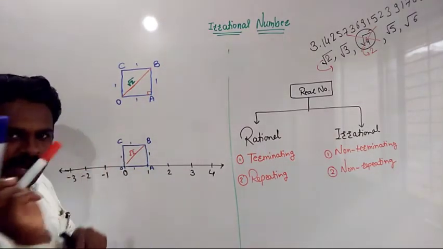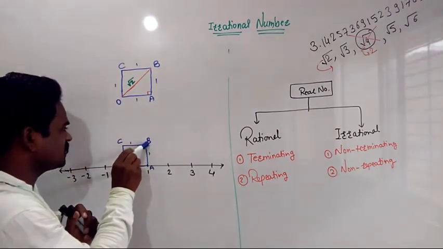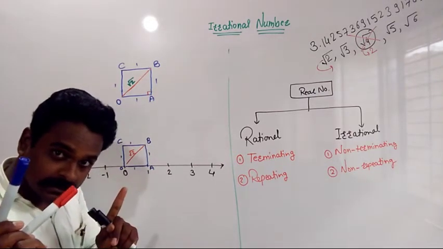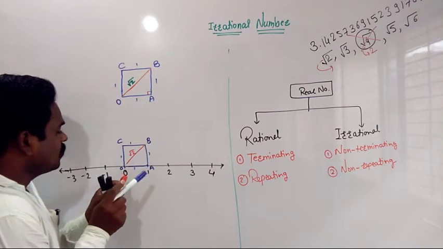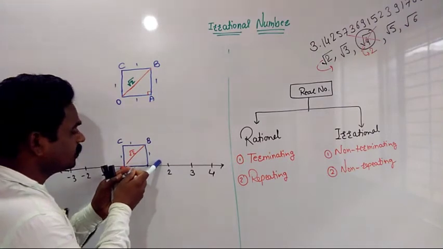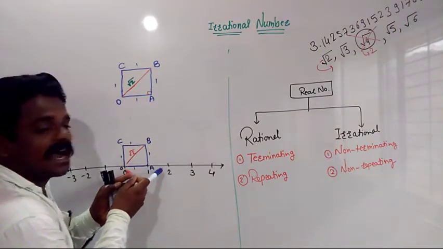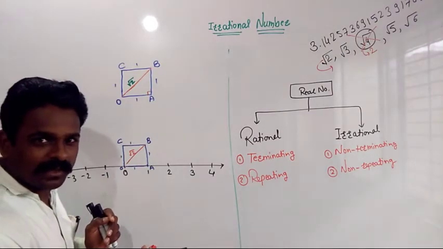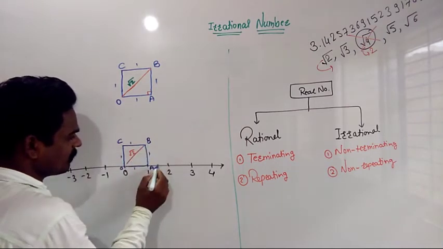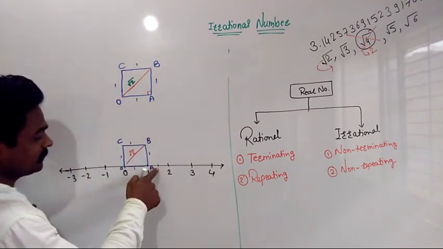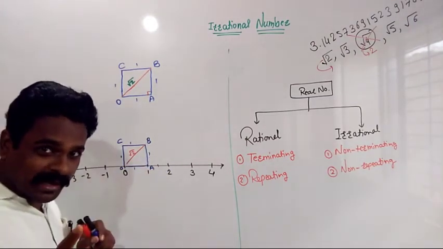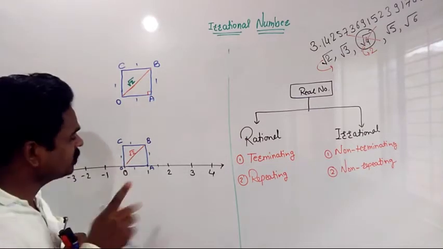Take this much distance. How much is this distance? It's √2. Correct? Now, with the same distance, put one end on O and just mark an arc on the number line. Suppose that mark is here. So this is your number. Which number is it? It is √2.